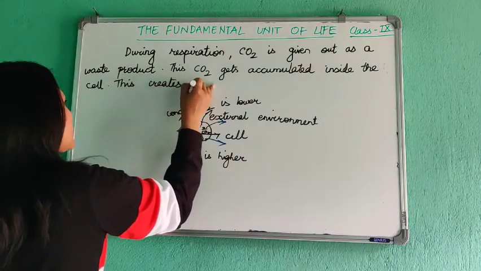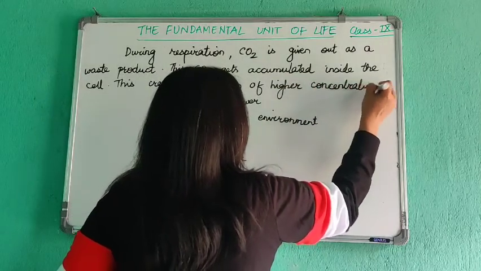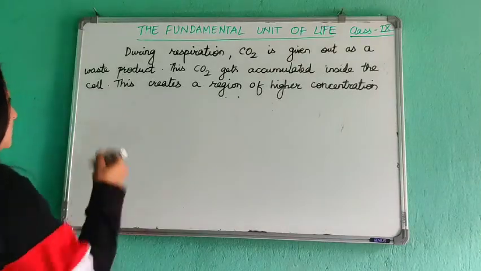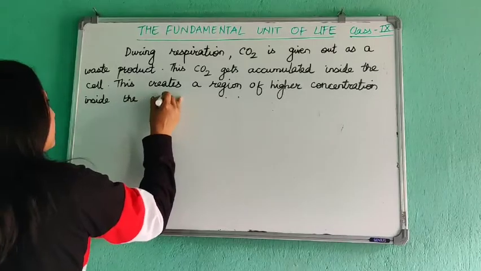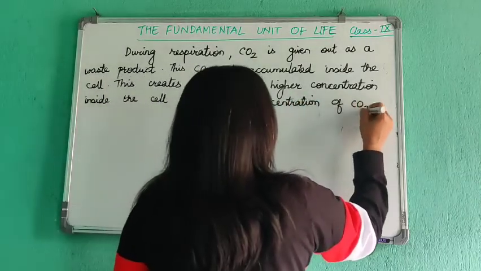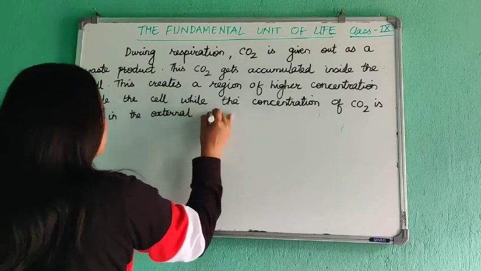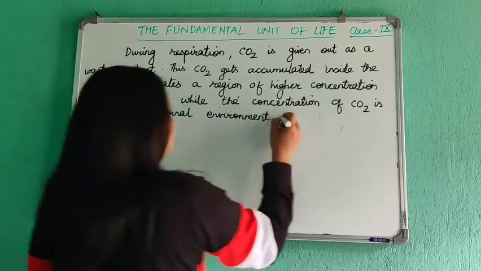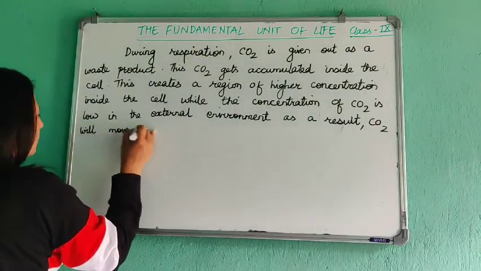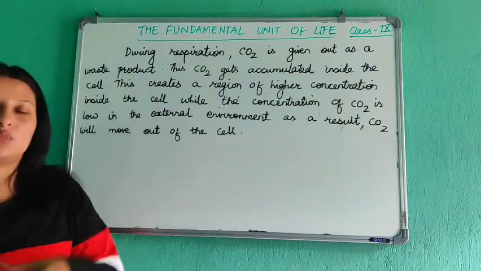So carbon dioxide gets accumulated inside the cell. This creates a region of higher concentration inside the cell, while the concentration of carbon dioxide is comparatively low in the external environment. As a result carbon dioxide will move out of the cell.